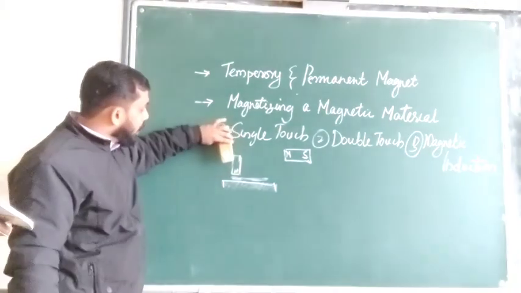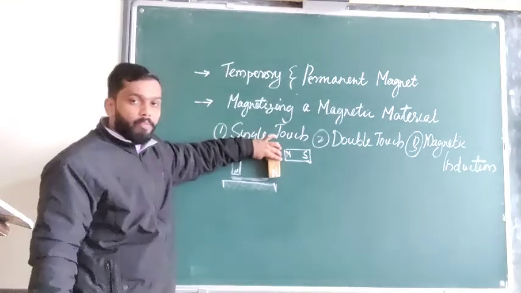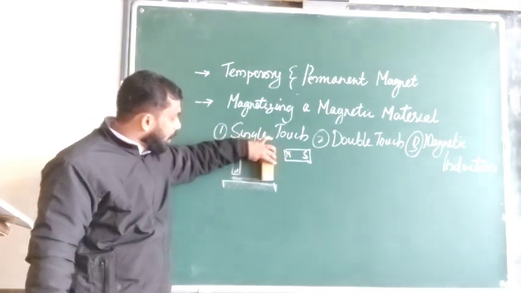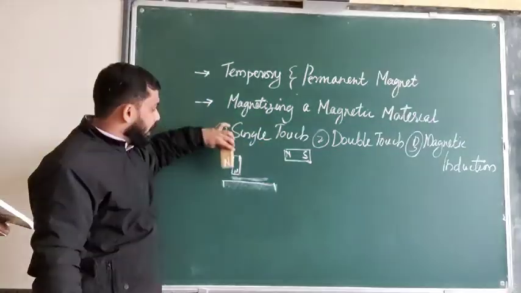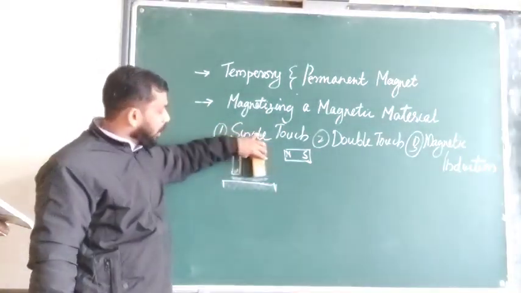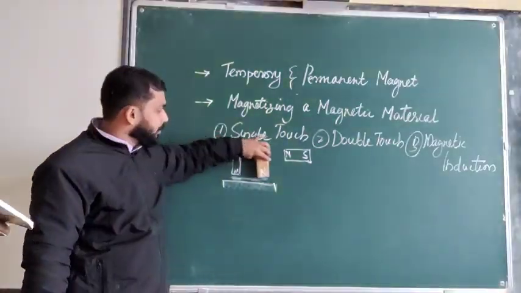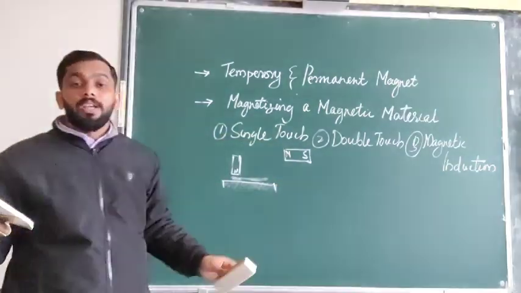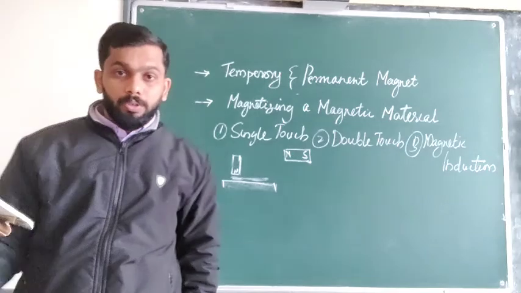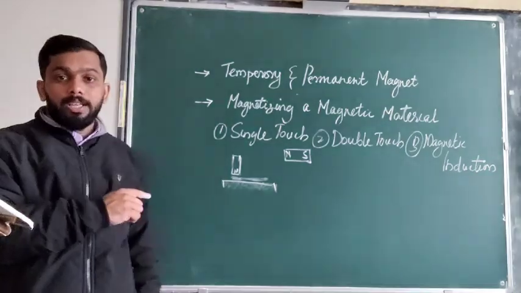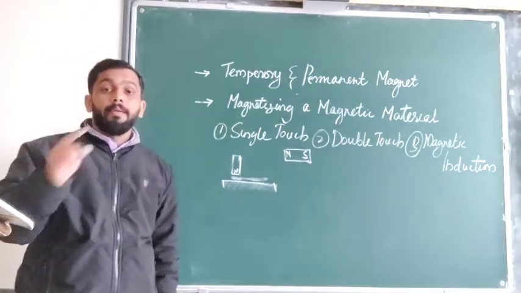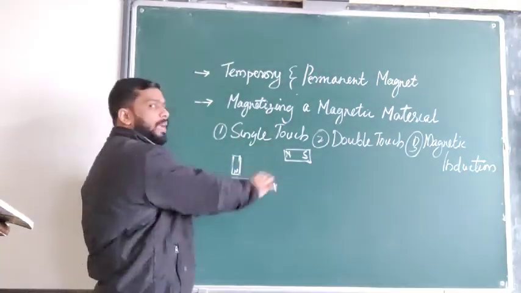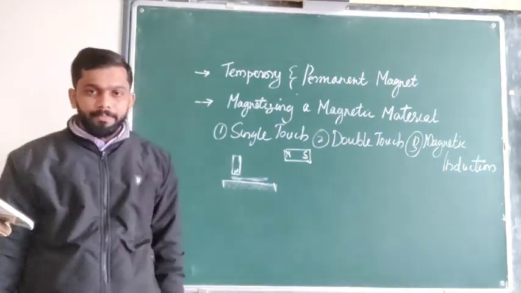I will rub it from one end to the other end, and you should not rub it back. After reaching the other end, remove it. Again place it at the first point, rub it, remove it, again place it at the first point. This is the process by which we convert the iron needle into a magnet. You will do this maybe 25 or 30 times.